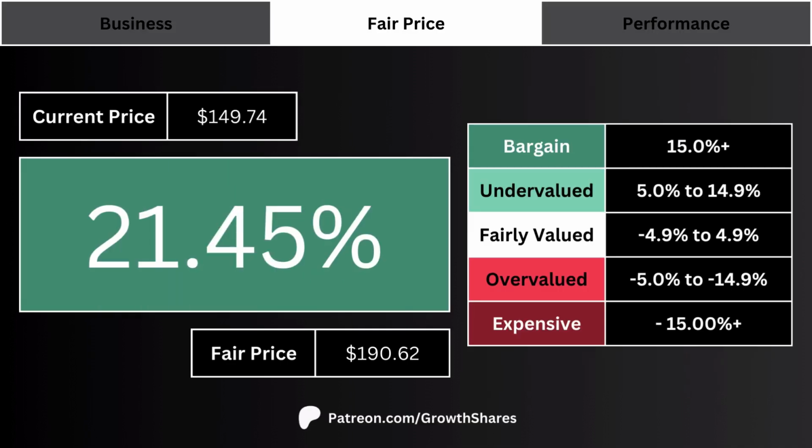What you see here is the current price of the company and its fair price. The big percentage is how undervalued or overvalued the stock is compared to its fair price. What we want is a higher percentage that makes the stock more undervalued. If we have a negative number, that's an indication the stock is overvalued right now.